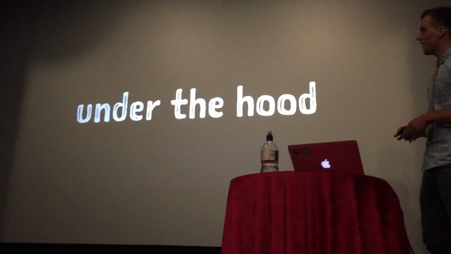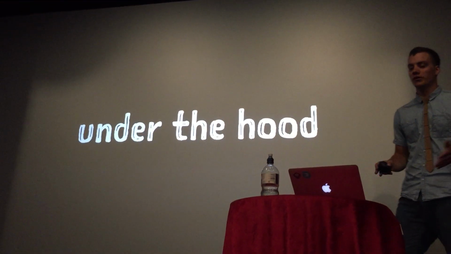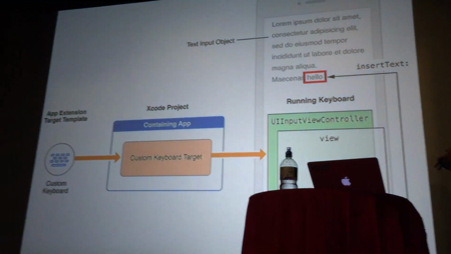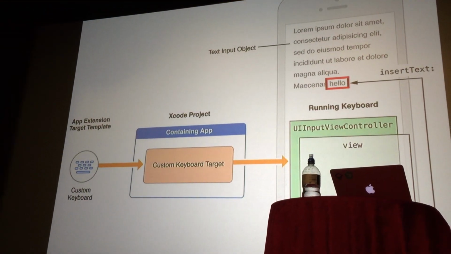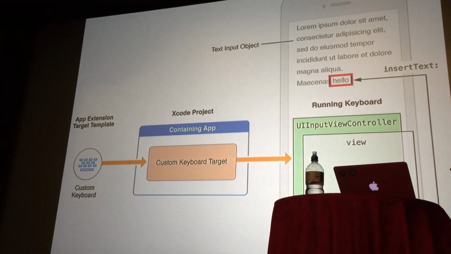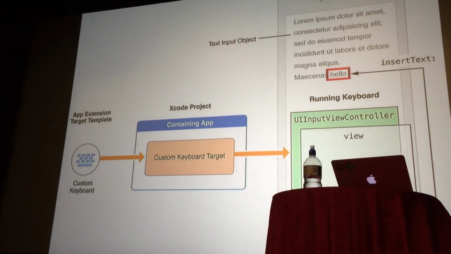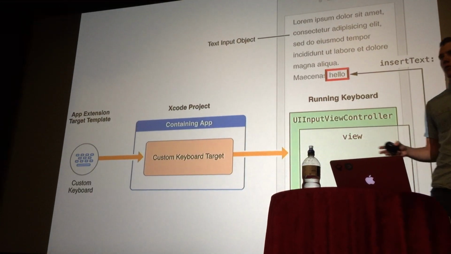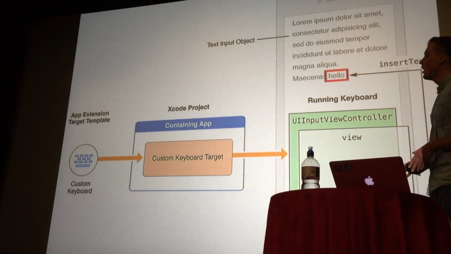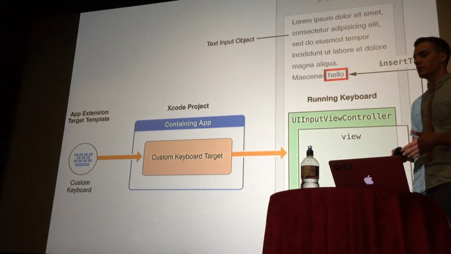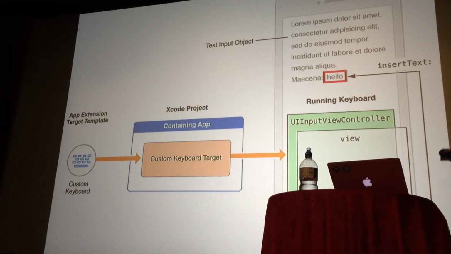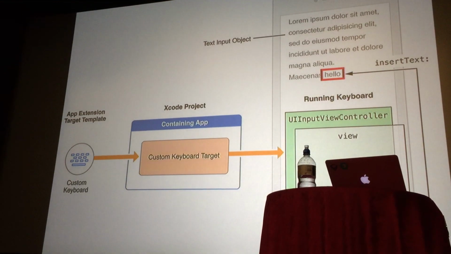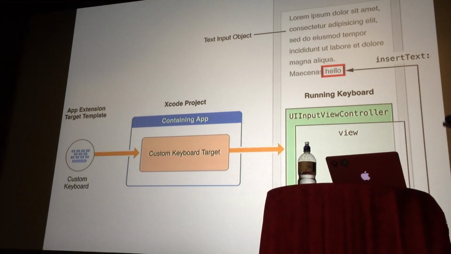But since I spent the last year and a half working on a custom keyboard, I really want to talk more about how it works under the hood. So this is a screen from the Apple documentation, which describes sort of how you're supposed to go about creating one. So a custom keyboard is just a type of iOS 8 style extension, which you just create in your app, and it gets distributed with your app. And the way it works is that it gets presented in a host app, and it provides the text for the host app through some API.